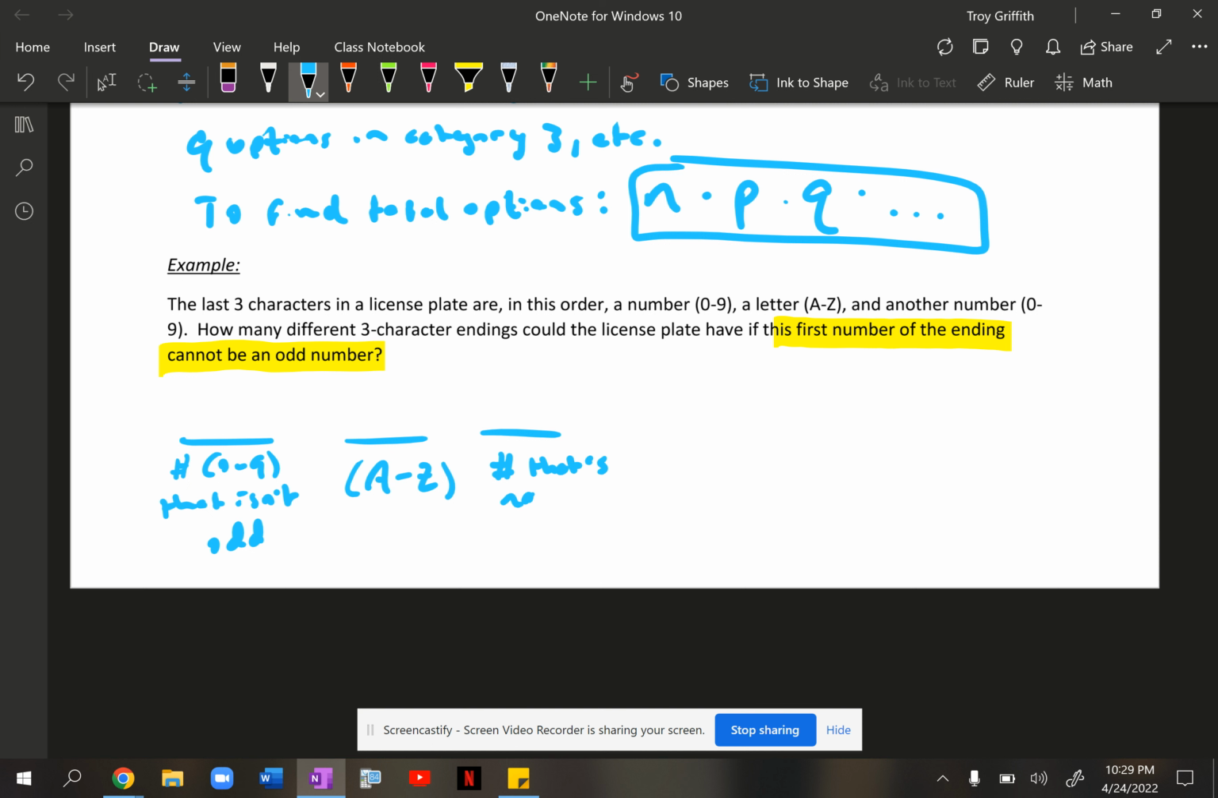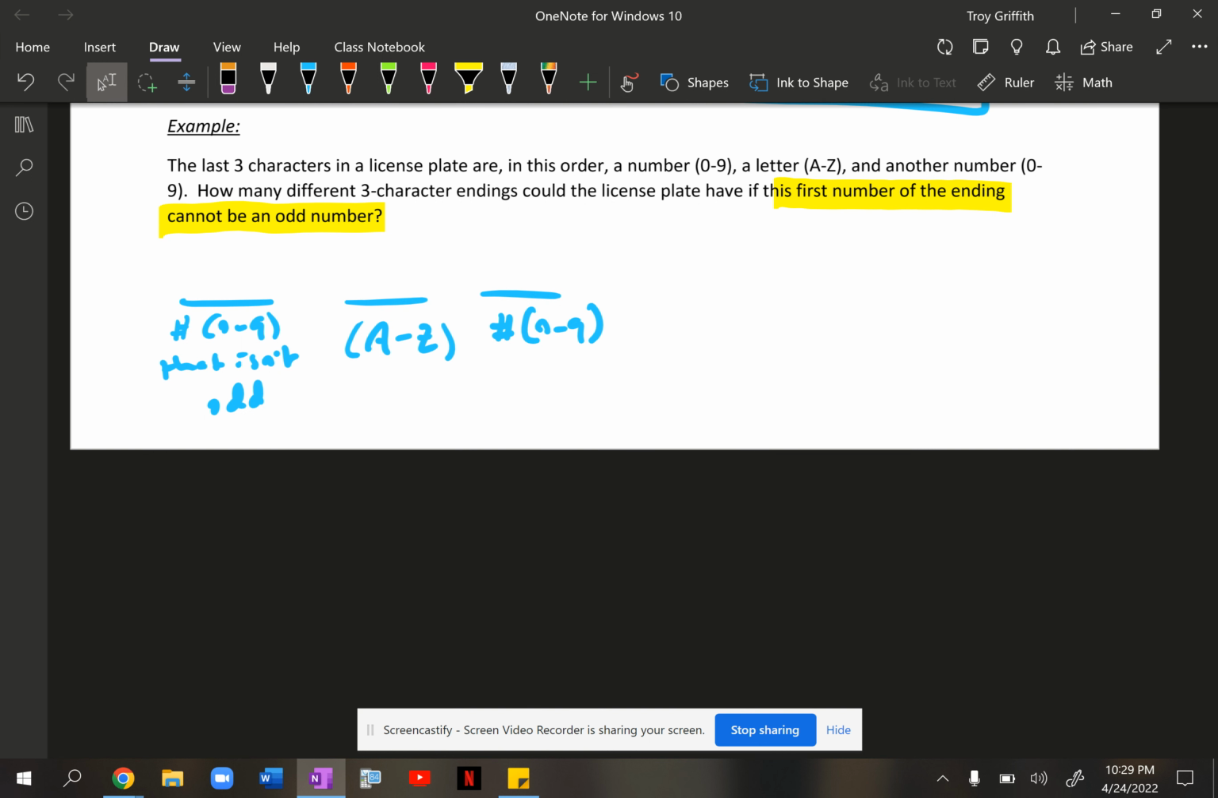Let's put a number that's not the first. Actually, they didn't give us any restriction on this, right? So I'm just going to put any number from 0 to 9. Okay. Any number from 0 to 9. Now let's clear this up real quick. I get this a lot where I say from 0 to 9.